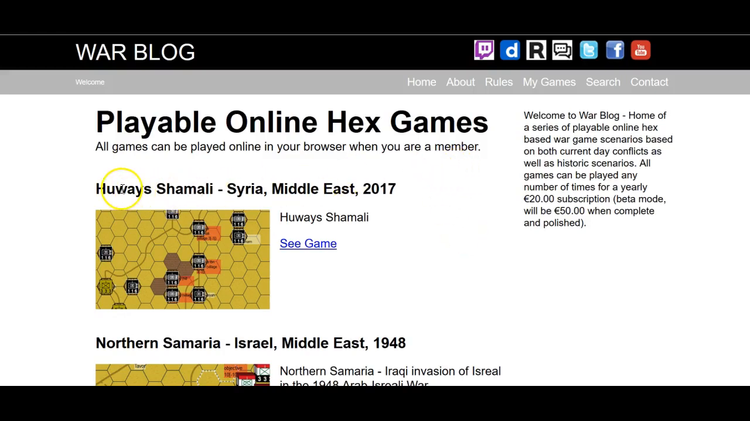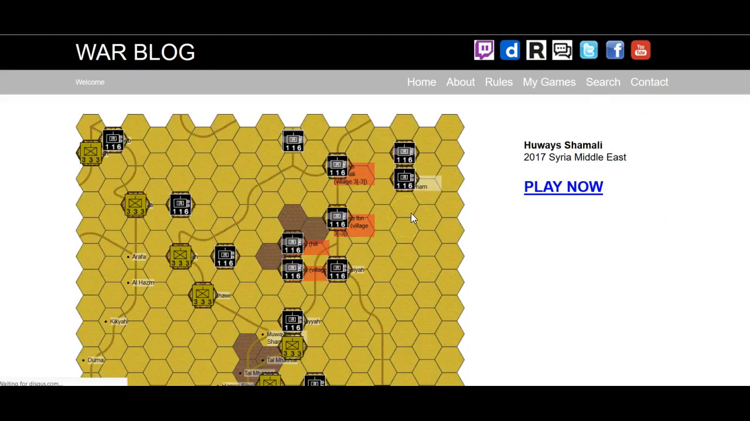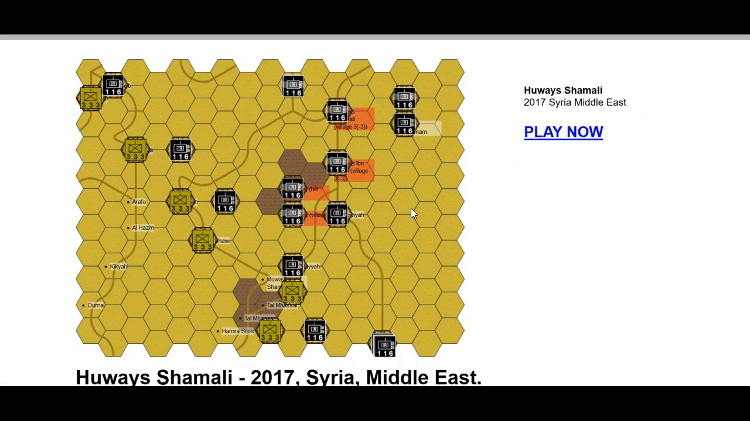Today we're looking at Hayat Shamali, Syria, 2017. It's a nice simple map, and essentially what we've got here are ISIS units fighting Hayat Tahrir al-Sham, which South Front reminds us was formerly Jabhat al-Nusra, the Syrian branch of al-Qaeda.